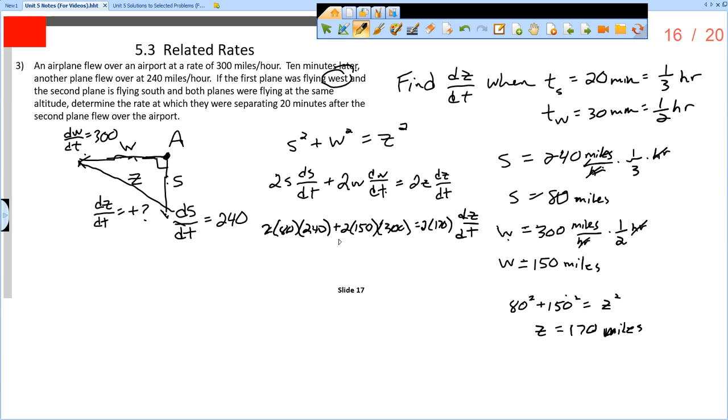So now this is pretty simple to solve. We just divide by 2 times 170. The calculation is an annoying thing to simplify, but that's really not the concern. The concern is the algebra, and this one actually turns out to be pretty easy. So dz/dt would be 2 times 80 times 240. And yes, I know we can do this calculation, but I just want to make sure we are doing the algebra correctly. So 2 times 150 times 300, and then all divided by 2 times 170.